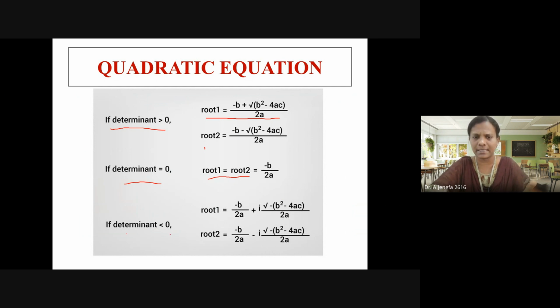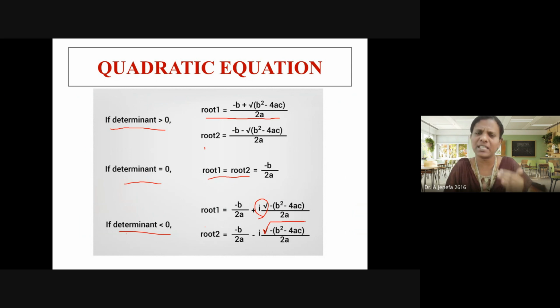And what's the third case? If the determinant value is less than 0, we calculate the real part and imaginary part. Root 1 equals minus b by 2a plus i into square root of minus (b square minus 4ac) by 2a. This i represents the imaginary variable. And root 2 equals minus b by 2a minus i into square root of minus (b square minus 4ac) by 2a. So these are the three cases we have to check for this quadratic equation.